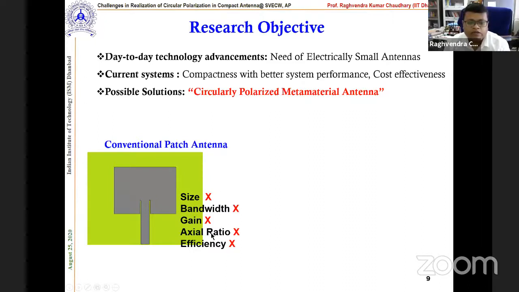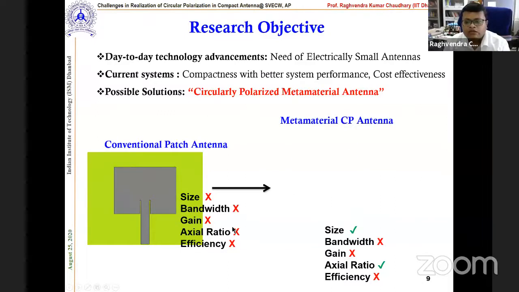And what we found is that these are the problems actually, but our focus was this actual issue, correct? Now for the metal CP antenna, the size was okay, meaning we can have miniaturization up to 80% as compared to the conventional patch antenna. And we improved the axial ratio as well, by incorporating new structures, new techniques and all of that.